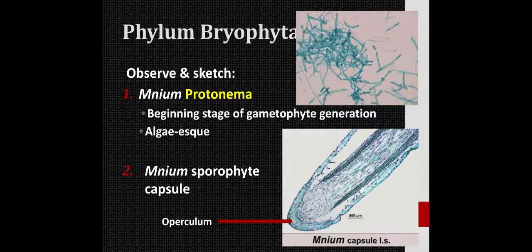You'll also see our Mnium sporophyte capsule. This is where we're holding on to those haploid spores that will be released to grow our new moss thallus. But it is that diploid capsule. And you'll see the operculum, that's like the little trap door that is holding the spores in until they're released.